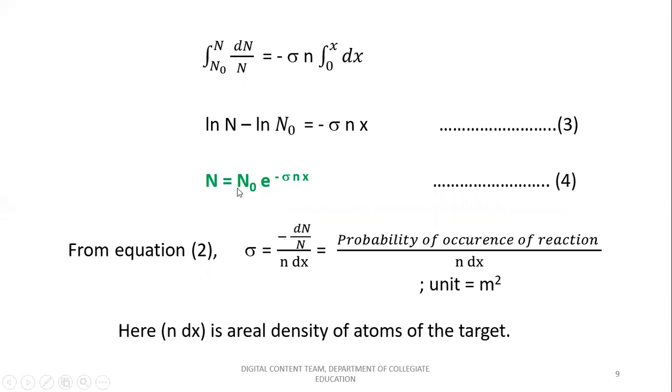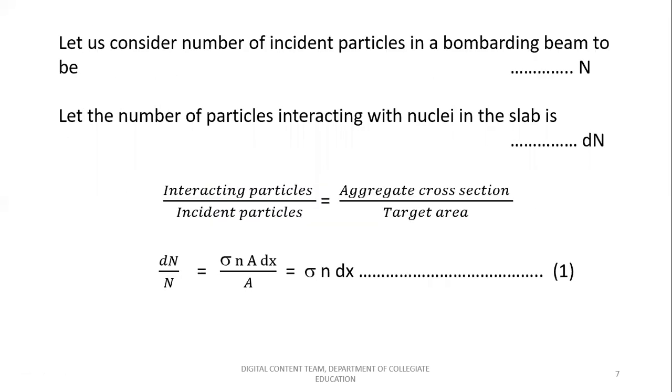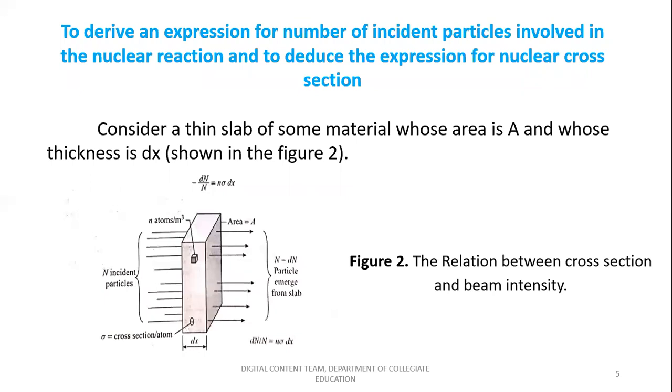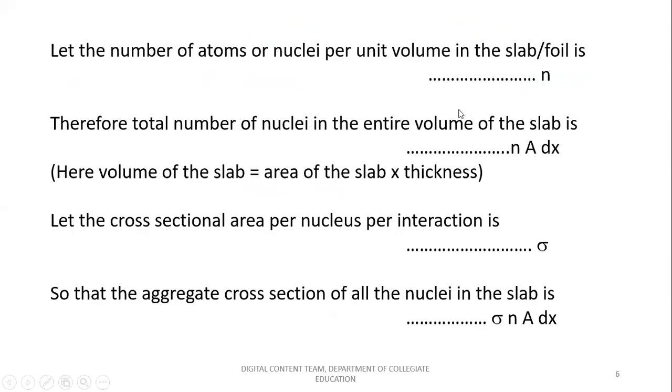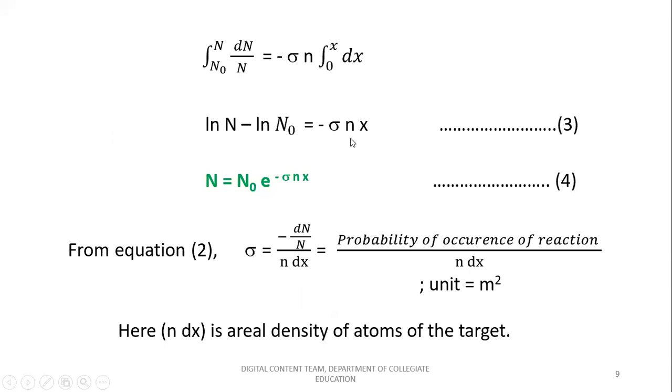So considering this particular equation, which is an expression for surviving particles, here n represents the total number of particles which survived after the reaction, n naught represents the incident particles, sigma represents the nuclear cross section, and x represents your thickness, and small n represents the number of atoms per unit volume, which we considered in the beginning, number of atoms or number of nuclei per unit volume in the slab. So with that, we have an expression n is equal to n naught e to the power of minus sigma n x.